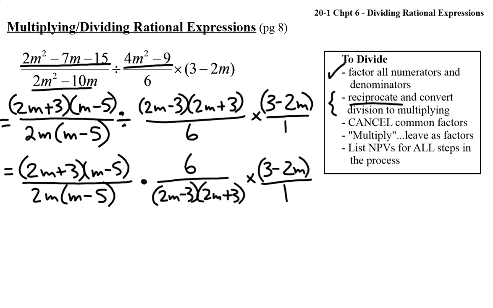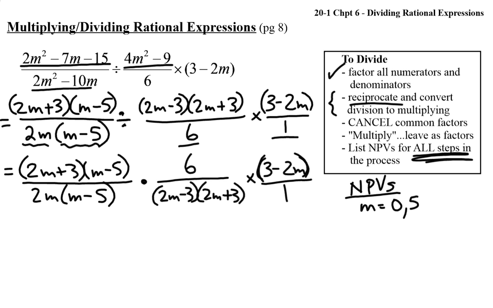I like to put the 3 minus 2m into brackets so I remember that that's the factor. I have to cancel all or nothing with those. So now everything is multiplying. I'm going to look at my NPVs. And again, NPVs for every step of the way. So here, if that equaled 0, it's because m equaled 0. Here, this would equal 0 if m equaled 5. Here, there's nothing. But NPVs for all steps in the process. We've already dealt with those two.